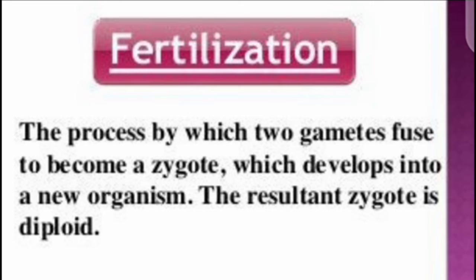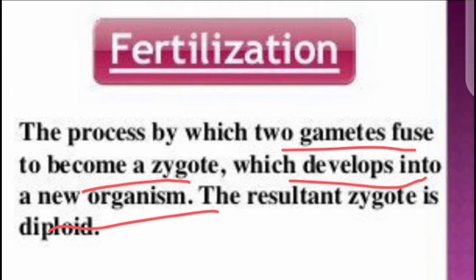First of all, we can define the process of fertilization: the fusion of gametes and the formation of a zygote is known as fertilization. In this process, two gametes are fused to become a zygote, which develops into a new organism, and the resultant zygote is diploid.